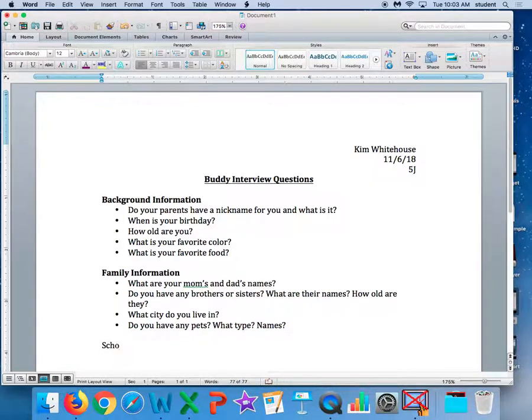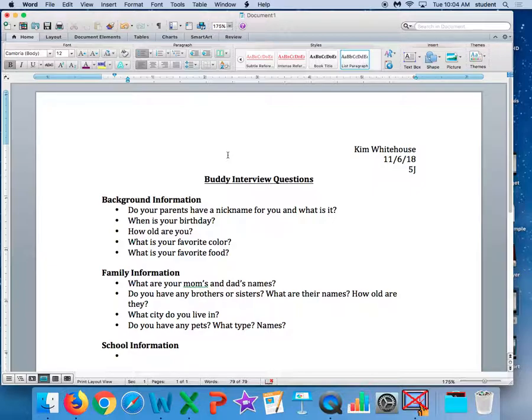Next one. School information. Now, some of this school information you might not need to ask. For example, what school do you go to? You know that answer. Do you have to write that question down? No, you know that. Who is your teacher? Do you know that answer for them? Yes. Do you need to write that down? No. You already know it.